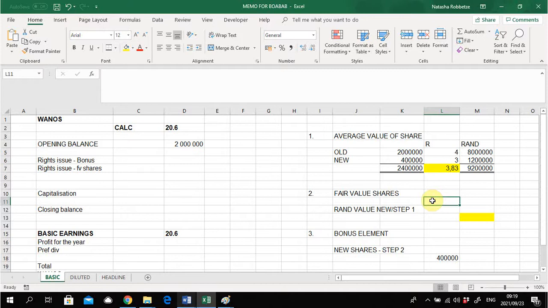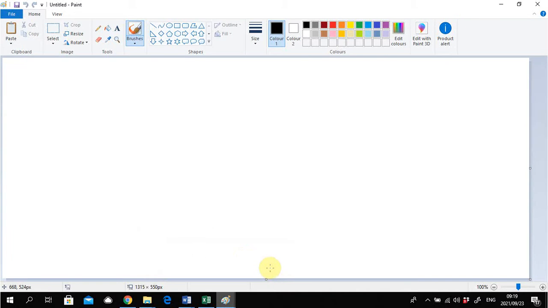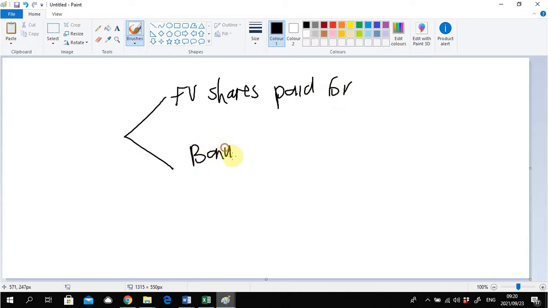Then we are on the second step where we need to calculate the fair value shares. So what we need to understand about the rights issue is the following. When we have a rights issue, we have a situation where the shares were issued but not for free, right? So we have two things that are happening. We have fair value shares, which are the shares paid for. And then we have the bonus shares, which are the shares that we got for free due to it being cheaper, because it should have been 4 Rand, and now we only paid 3 Rand.